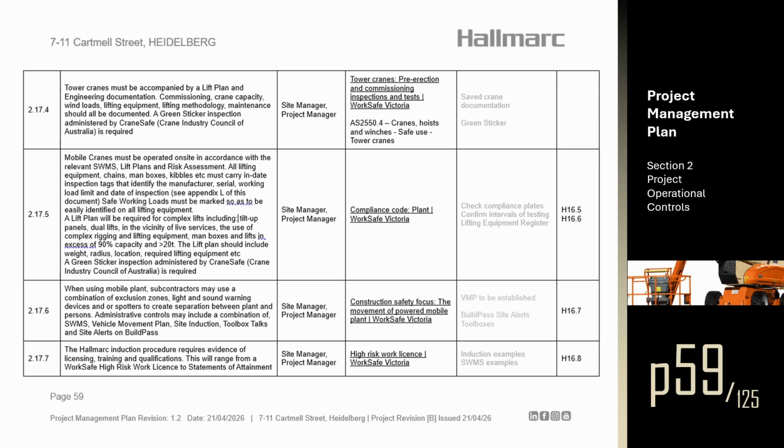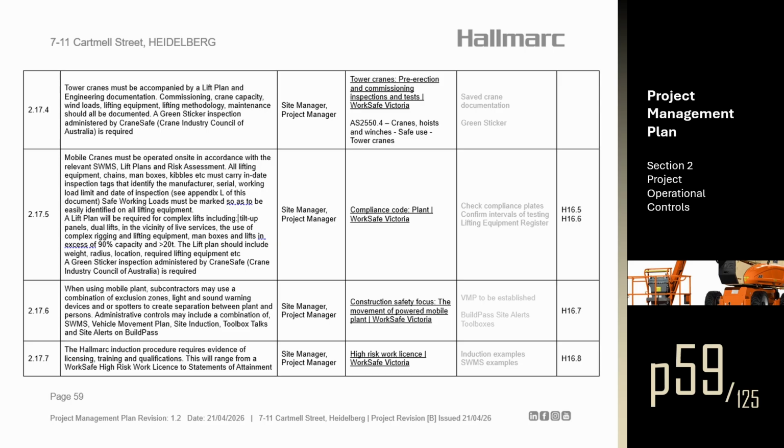A lift plan will be required for complex lifts including tilt-up panels, dual lifts, lifts in the vicinity of live services, the use of complex rigging and lifting equipment, man boxes, and lifts in excess of 90% capacity and greater than 20 tons. The lift plan should include weight, radius, location, required lifting equipment etc. A green sticker inspection administered by CraneSafe, the Crane Industry Council of Australia, is required.